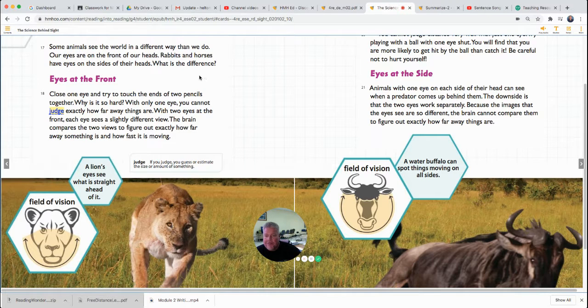What's the difference? Well, if you have eyes at the front, close one eye and try to touch the ends of two pencils together or your finger. Why is it so hard? Can you do it? With one eye, you cannot judge exactly how far away things are. With two eyes at the front, each eye sees a slightly different view. The brain compares the two views to figure out exactly how far away something is and how fast it is moving. So you can judge distance a lot better when both eyes are open.